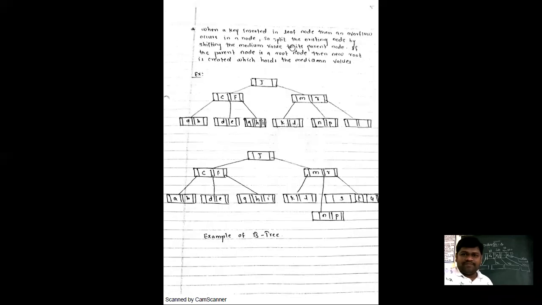Now you can see, when a key is inserted in the leaf node and an overflow occurs in a node, split the existing node by shifting the median value to its parent node, and if the parent node is the root node, then a new root is created, right?